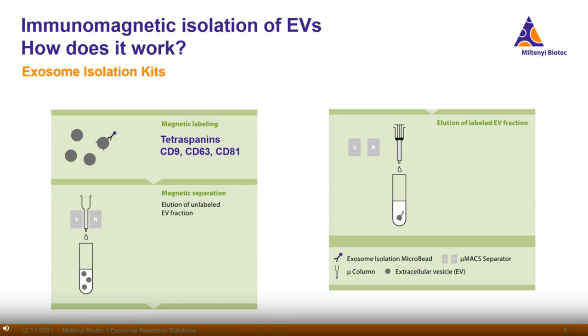The magnetically labeled EBs will be retained within the column, while the unlabeled vesicles and other cell components, contaminants, and proteins will run through the column. In the last step, the pure EB sample is eluted from the column by removing the column from the magnetic field. So as you can see, it's a very smart principle and a very easy protocol to follow.